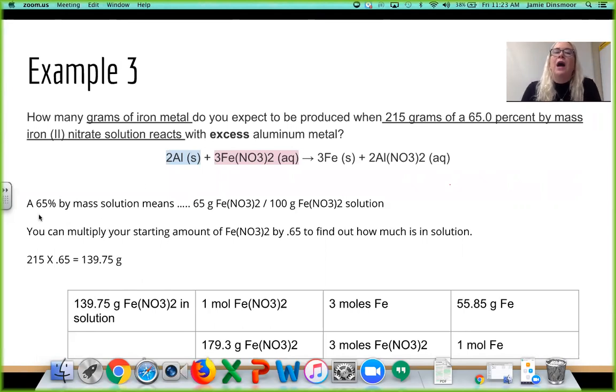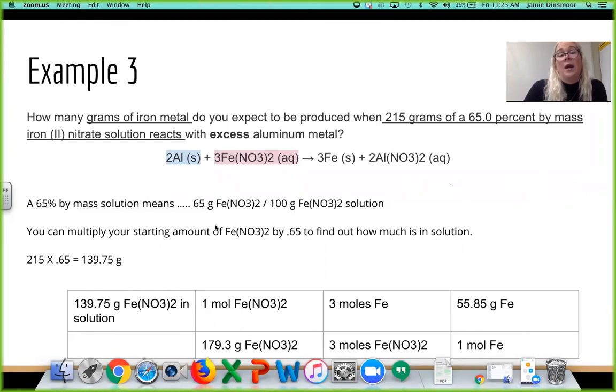Okay, so a 65% by mass solution technically means that for every 65 grams of iron 2 nitrate, you have 100 grams of the solution. In theory, you could think about it like you were looking at a liquid that's 65% sugar or something like that. So this is basically telling you how much of the iron 2 nitrate can actually dissolve in 100 grams. Also, it's telling you that it's not 215 grams, because it's only 65% of it.